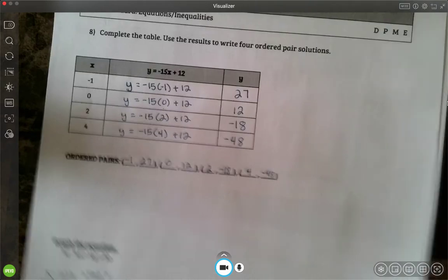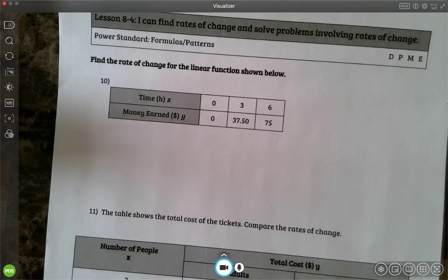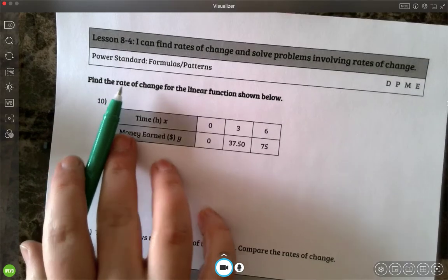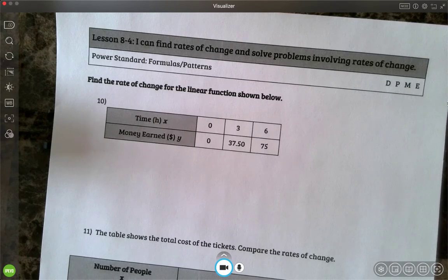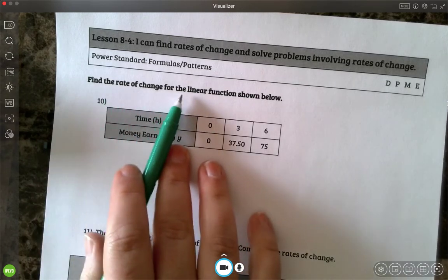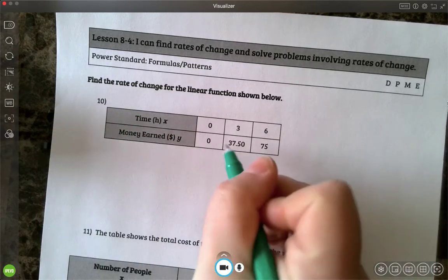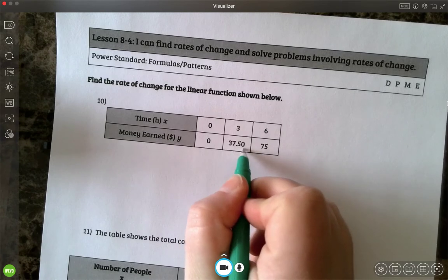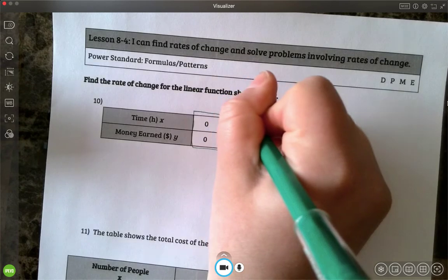And let's move on to the last section of the unit, or of the first half of chapter 8 at least. 8.4, I can find rates of change and solve problems involving rates of change. So find the rate of change for the linear function below. Remember, this is where we talked about you take your y value, and that's going to go on top. So in this case, I'm going to choose to use these 4 points, or these 4 numbers.